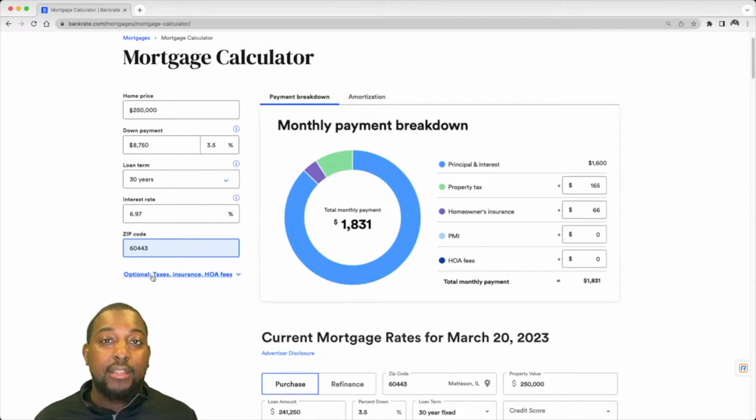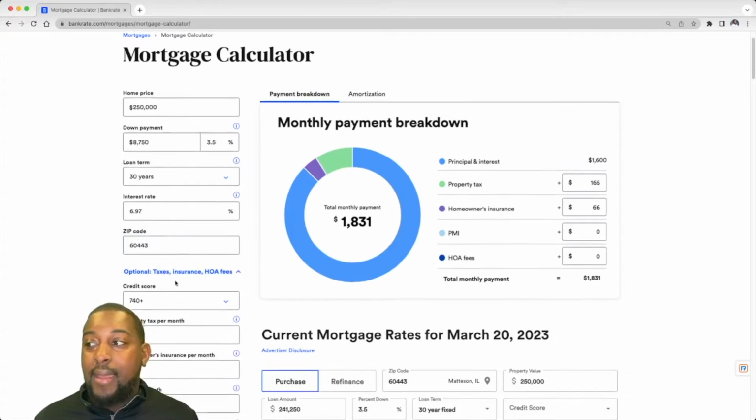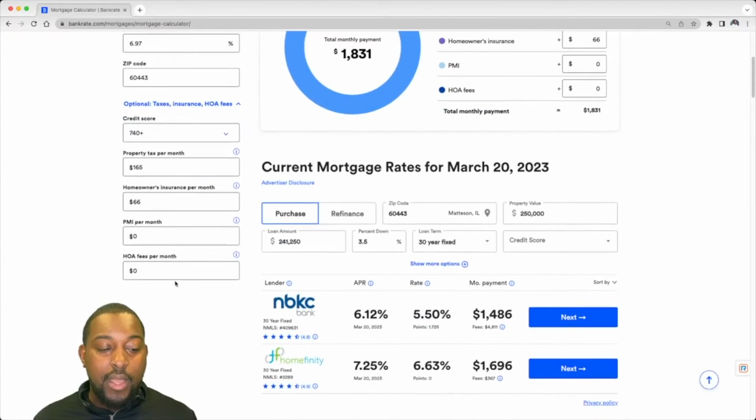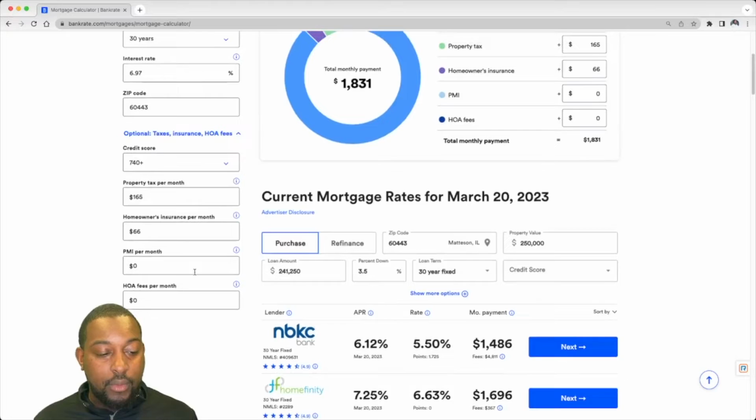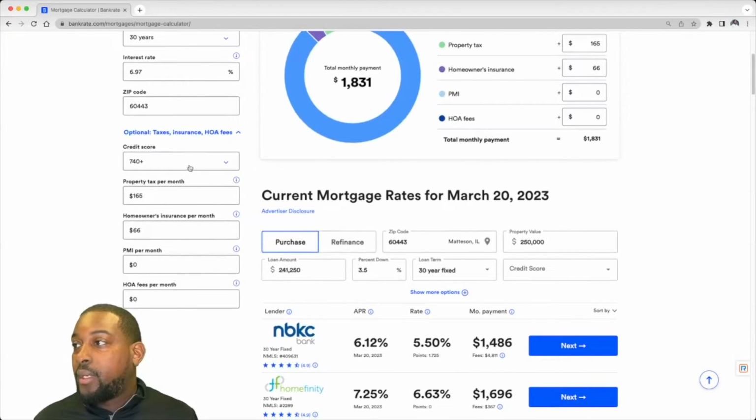Anytime you see a mortgage calculator, the biggest mistake that I see people make a lot is that they don't put in the taxes, they don't put in the insurance. You have to do that, guys. So go ahead and click on that. And while you're doing that, you want to go ahead and fill that out as well. Okay. So let's go ahead and put in here.